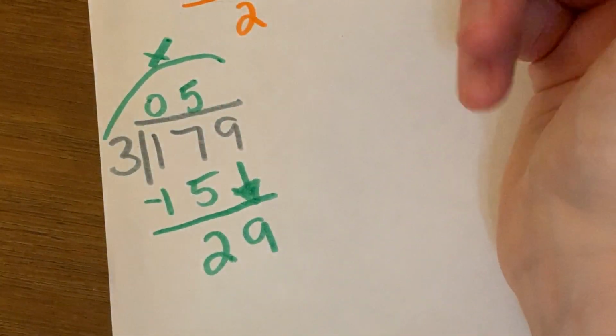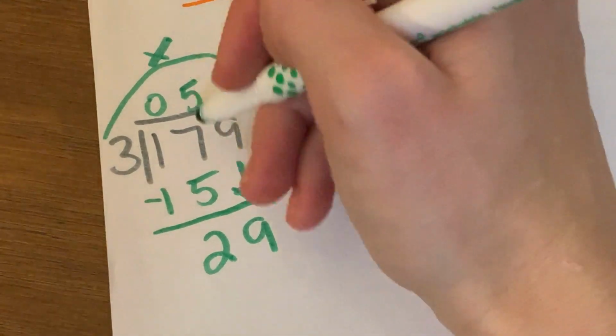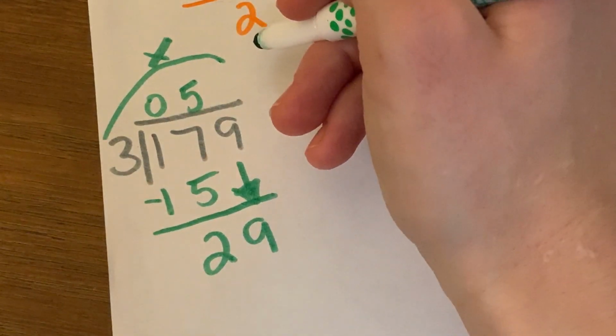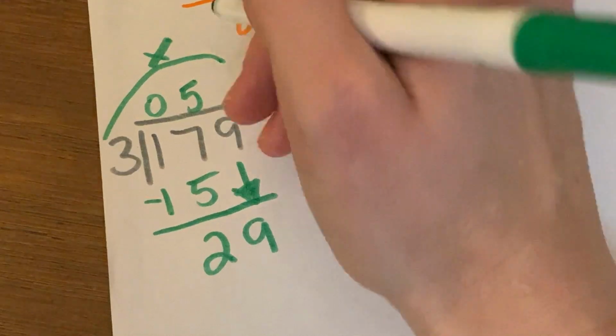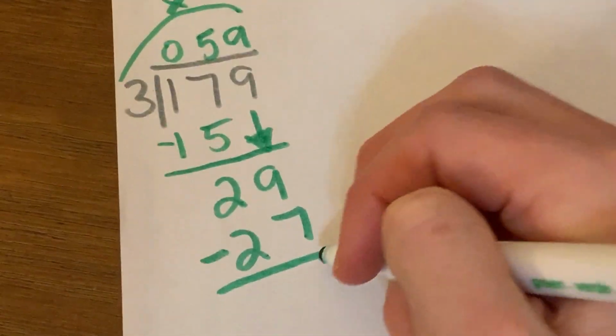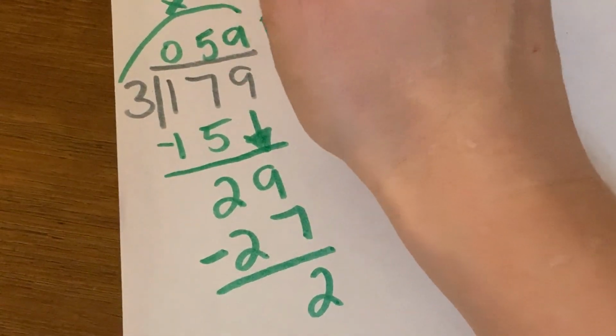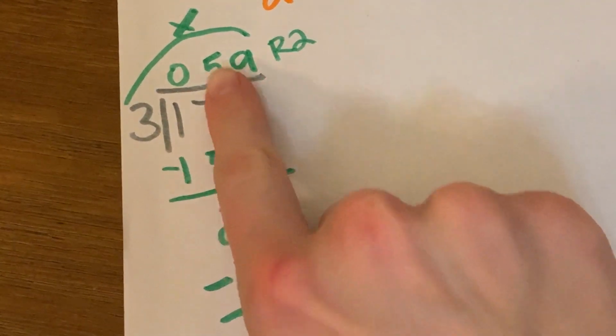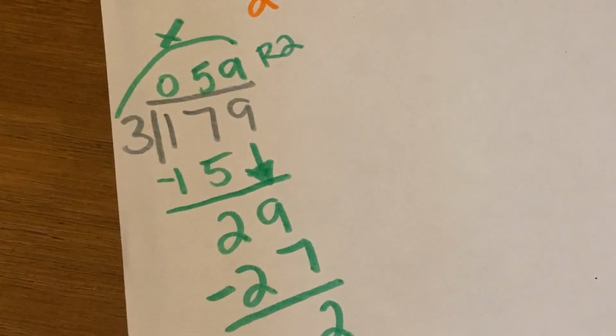3 times what gives me 29? Let's see, 3 times 5 gives me 15. I already know that. So 3 times 6 gives me 18. 3 times 10 gives me 30. That's too big. 3 times 9 gives me 27. Let's use that. 2, and I have 59 remainder 2. Okay, so this just now tells you what to do when you run into numbers that you're dividing and you can't do anything with this first digit. Just write a 0 and skip over to the next one. That's all you have to do.